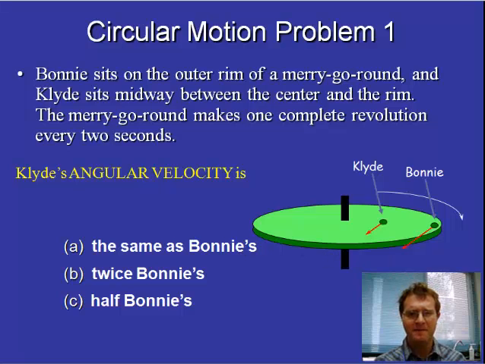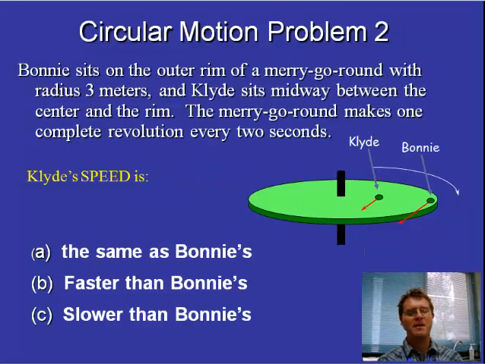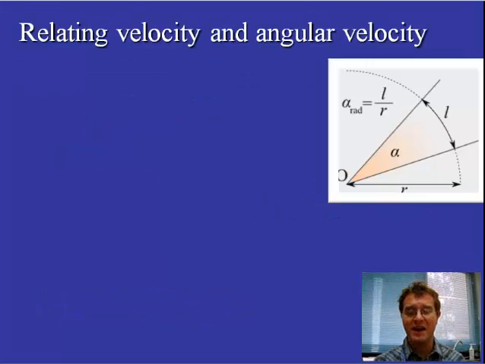Let's extend this problem now. Same situation, but now we're thinking about Clyde's speed. Okay, remember, speed is distance travelled divided by time. Now in this case, if we look at the arc length for both of these situations, we're going to see that the arc length travelled by Bonnie is going to be much greater than that of Clyde. So therefore, Clyde's speed is going to be slower than Bonnie's. So recognise that speed is going to be slower in this situation, thinking back to our understanding of what speed relates to.